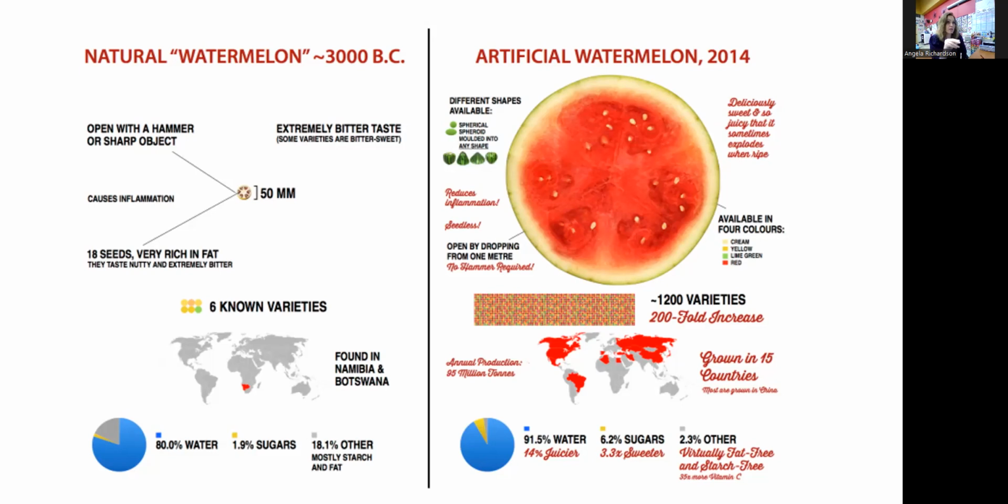You have cream watermelons, yellow watermelons, green, red watermelons. The biggest difference, if you look here, is we've increased the water percentage by 11.5%. We've increased sugars by almost 5%, and we've decreased everything else down to only 2%. So we've taken out the starches, we've taken out the fats, we've increased the water content, we've increased the sugar content to make a much more desirable fruit.